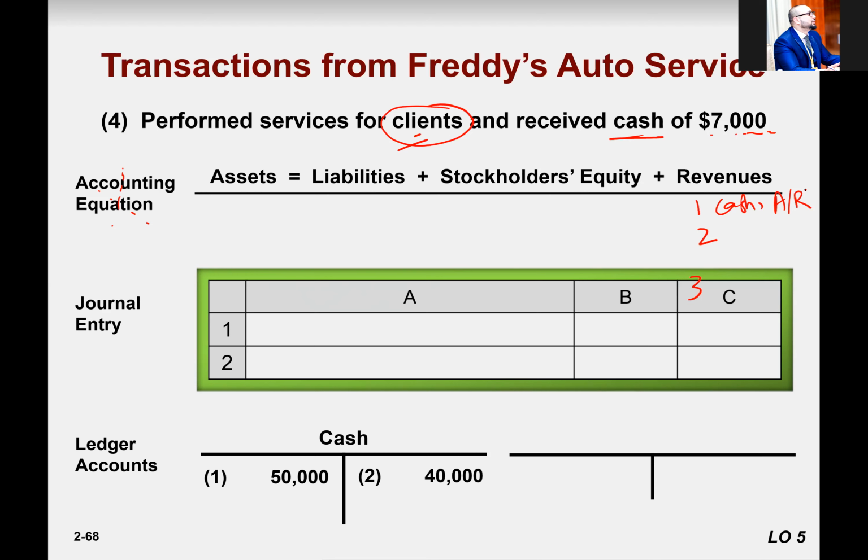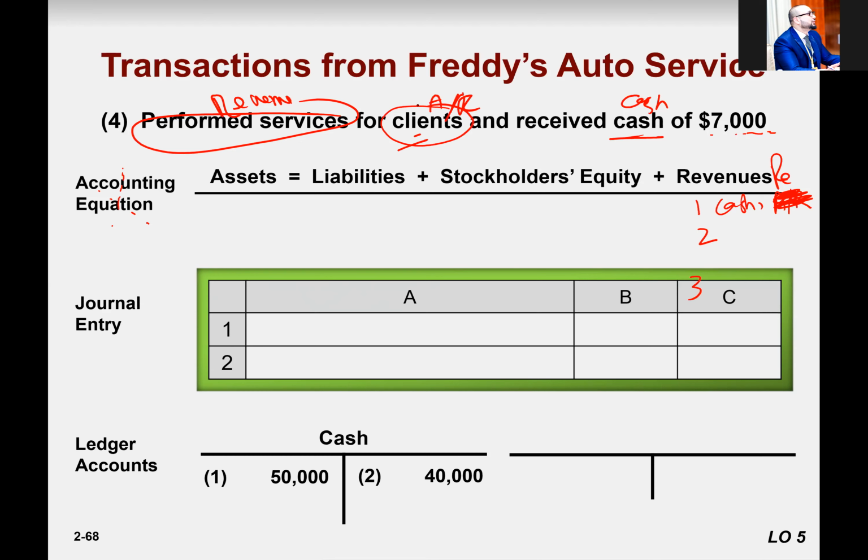Sorry, they performed services, you are right, services or revenue. Sorry, we should focus here. Perform services. This is accounts receivable, this is revenue, and this is cash. These are the accounts, right? So which two accounts are hit?